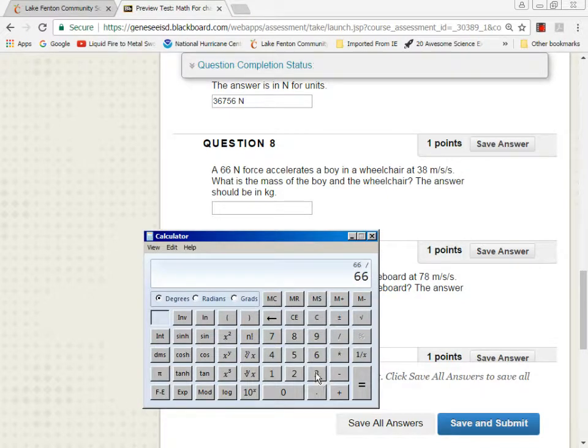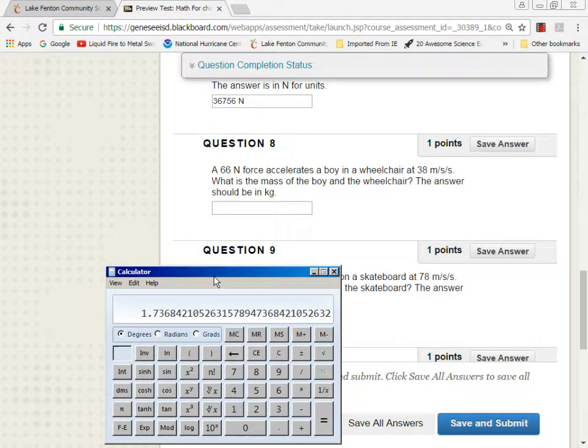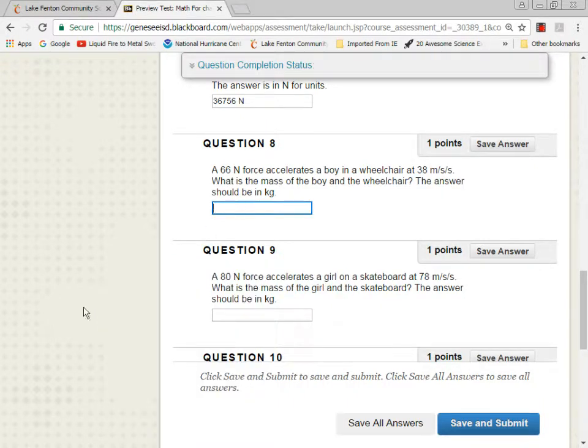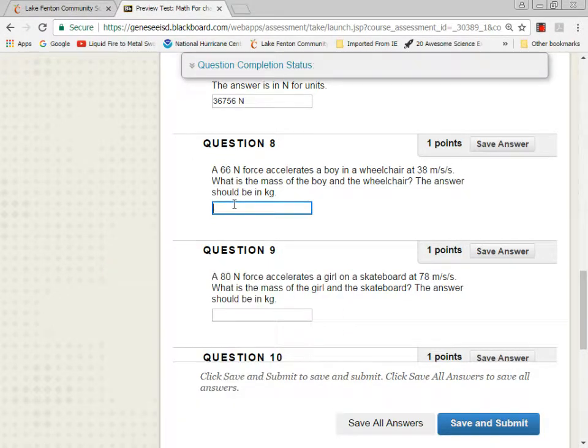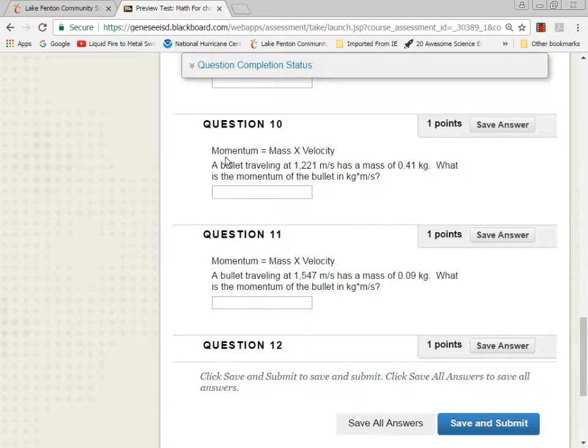66 divided by 38. Don't worry about these numbers, because it says here that this kid is 1.7 kilograms. That is a tiny, tiny child. So it's 1.73, space kilograms. So that's basically it, with the exception of momentum and velocity.